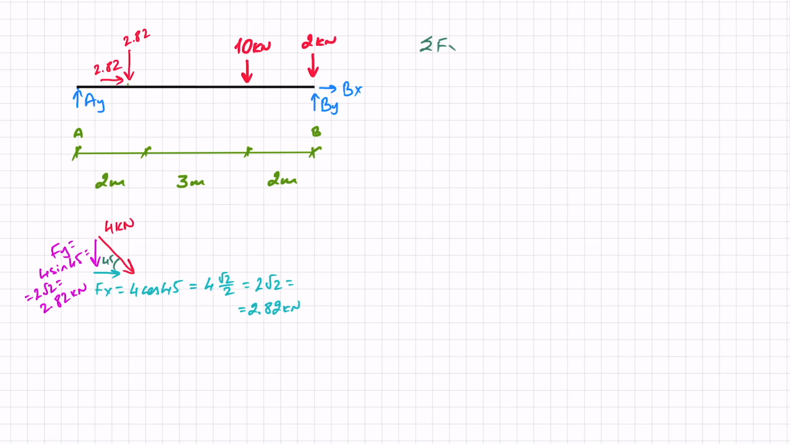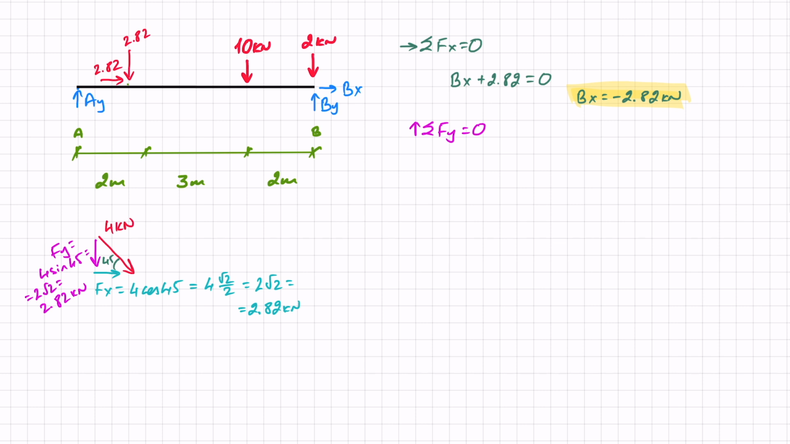Let's start off with a sum of forces in the x direction, with this being my positive x. So in terms of support reactions, I've got Bx in the positive direction, plus that component of the force we just discussed, 2.82. Nothing else in the x direction, so that equals 0, and that means that Bx equals minus 2.82 kilonewtons.